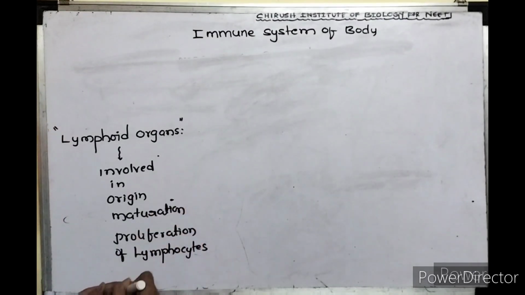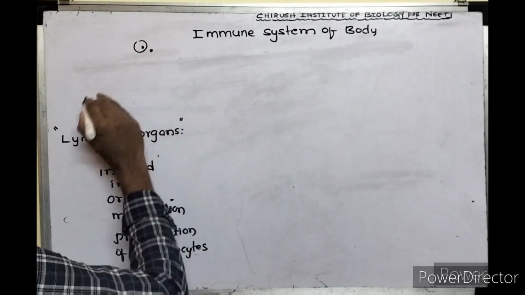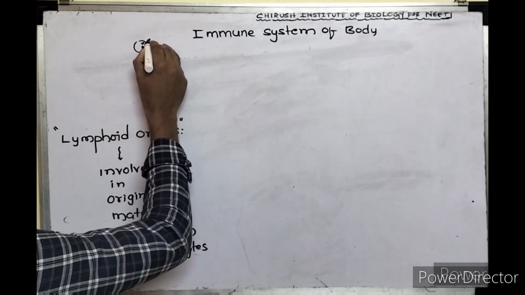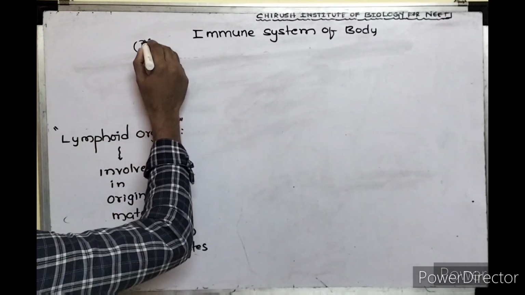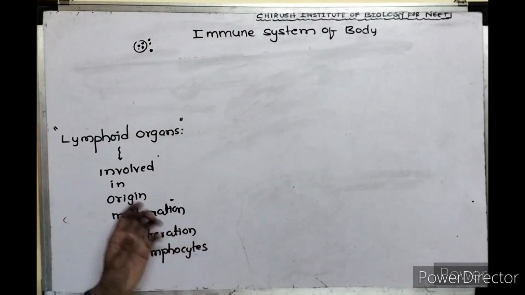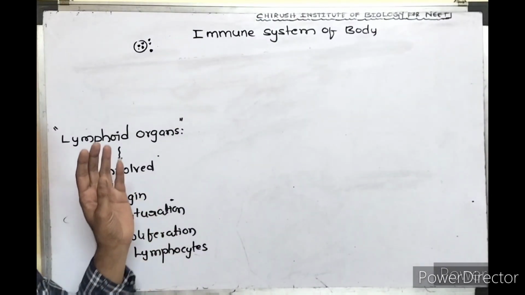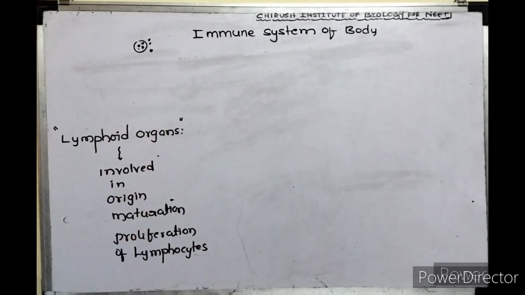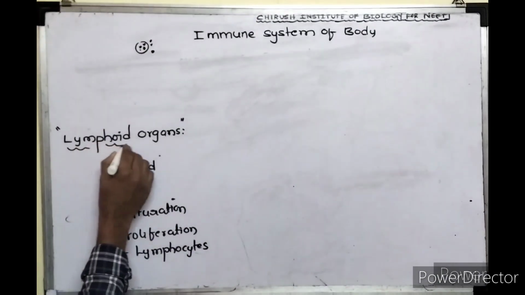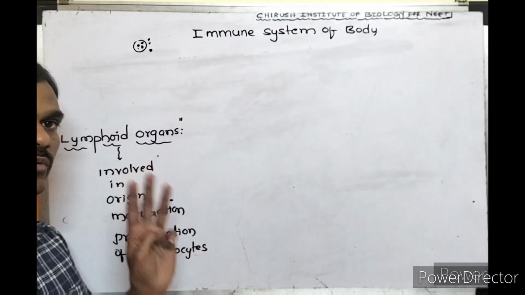Simple. Suppose this is a place where origin of the lymphocyte, differentiation of the lymphocyte, and maturation of this lymphocyte take place. The location where origin, maturation, and proliferation of the lymphocyte take place, we are calling lymphoid organs. There are two types of lymphoid organs present in our body.